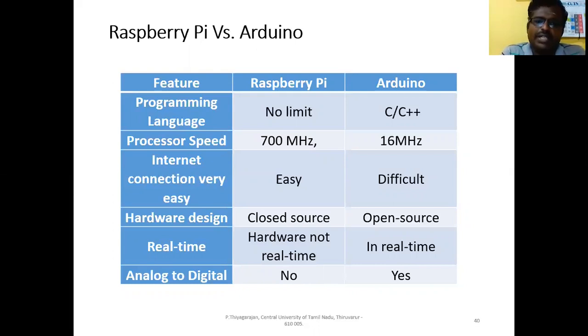Next, the hardware design for the Raspberry Pi is closed. It is not open source, whereas Arduino is open source. For real-time application, the hardware is not real-time in Raspberry Pi, whereas in Arduino, it's real-time. And the analog to digital conversion part is not there in Raspberry Pi, but we have the same in Arduino. This is a quick comparison of Raspberry Pi and Arduino.